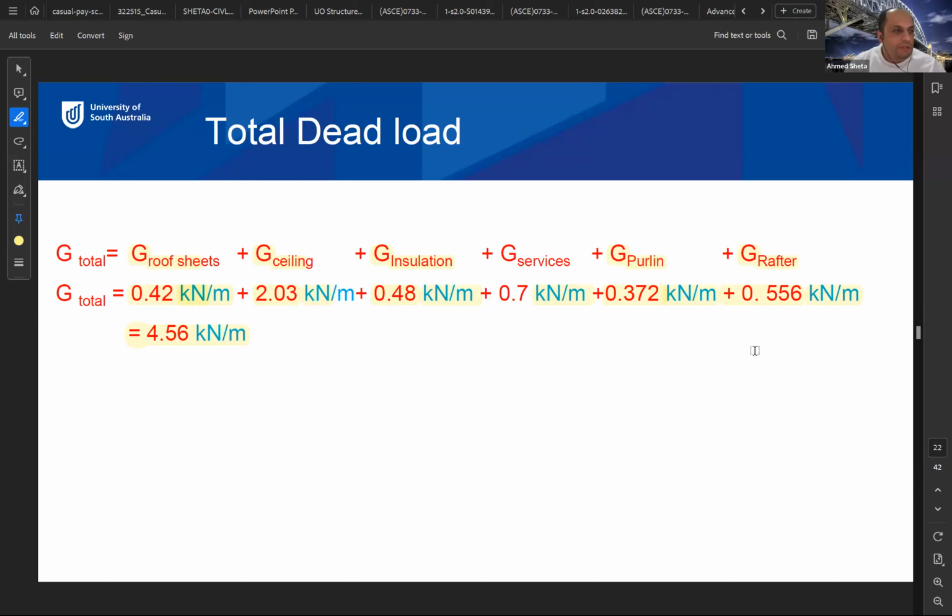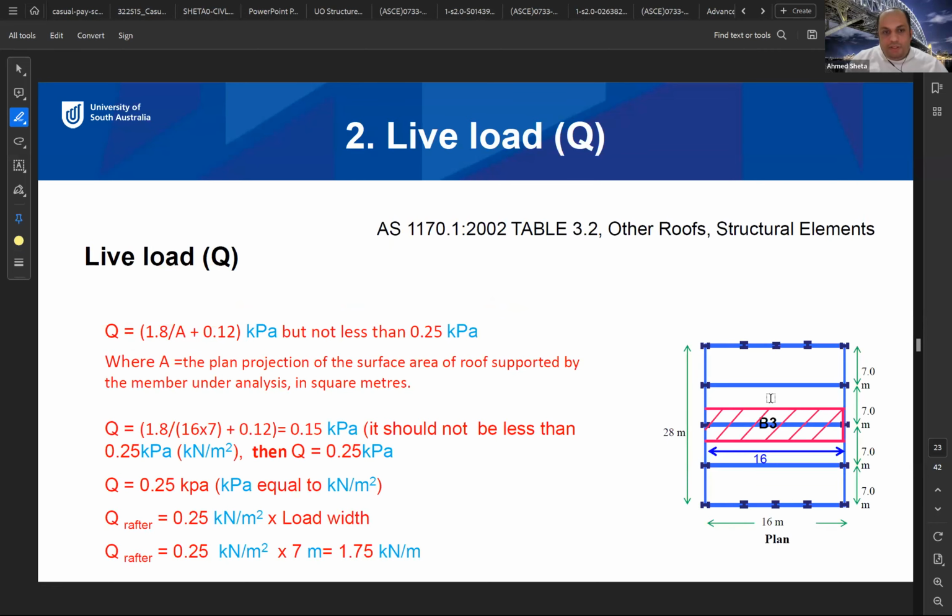Do you have any problem with the own weight? Oh, sorry, the dead load on B1? No, makes sense. Thank you. No worries. So what is the next step?